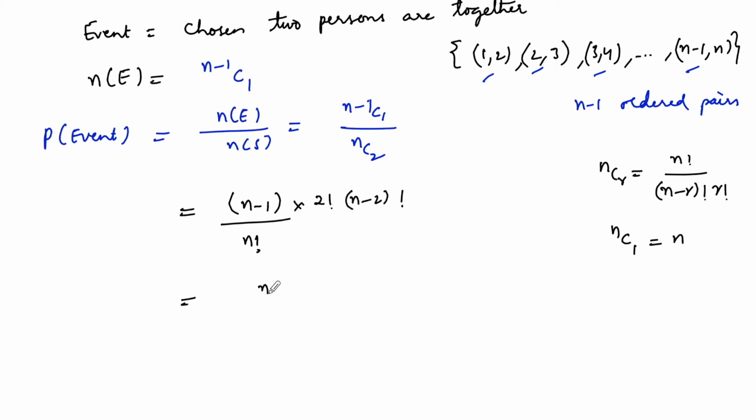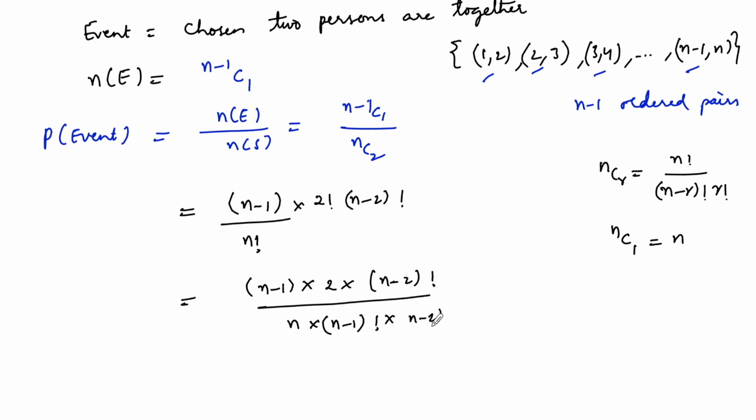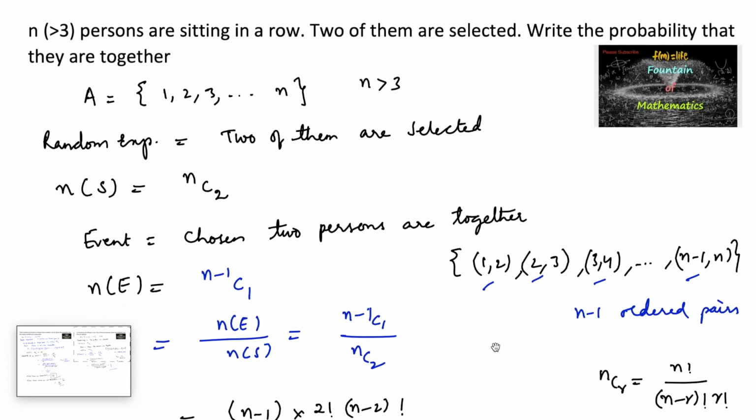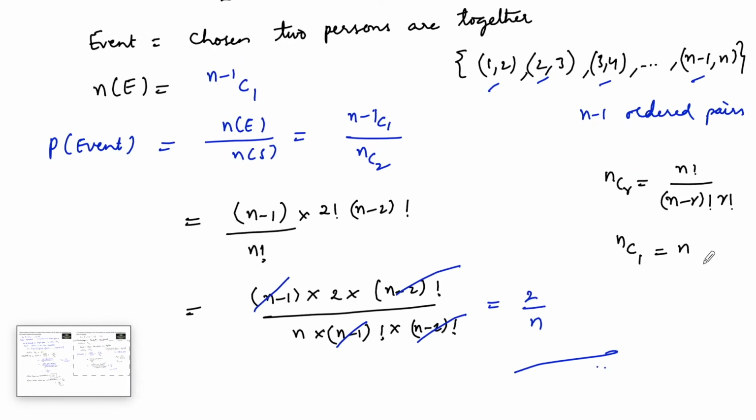So further simplifying, n minus 1 into 2 factorial is 2, and n minus 2 factorial divided by n factorial, we can write n into n minus 1 factorial into n minus 2 factorial. So we can cancel this n minus 2 factorial, and then n minus 1 gets cancelled. So we have 2 upon n. So therefore the probability of an event where the 2 persons are selected and they are together is nothing but 2 upon n.